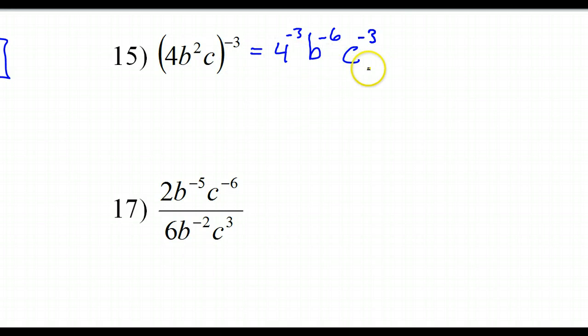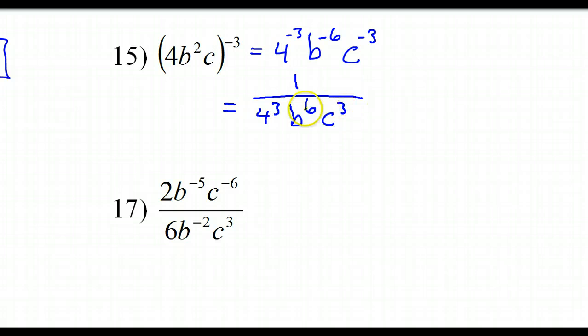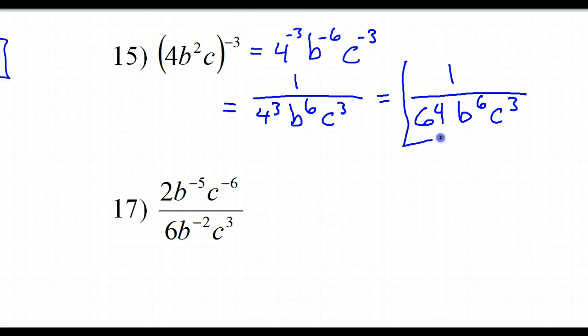Now everything with a negative exponent, I'm going to drop down to the denominator. So this would be like having 1 over 4 to the 3rd power, b to the 6th power, c to the 3rd power. So this is almost the answer, but let's go ahead and do 4 to the 3rd power. So this will be 1 over 64 b to the 6th power, c to the 3rd power. So this would be your final answer. Okay? That's one way to do it.